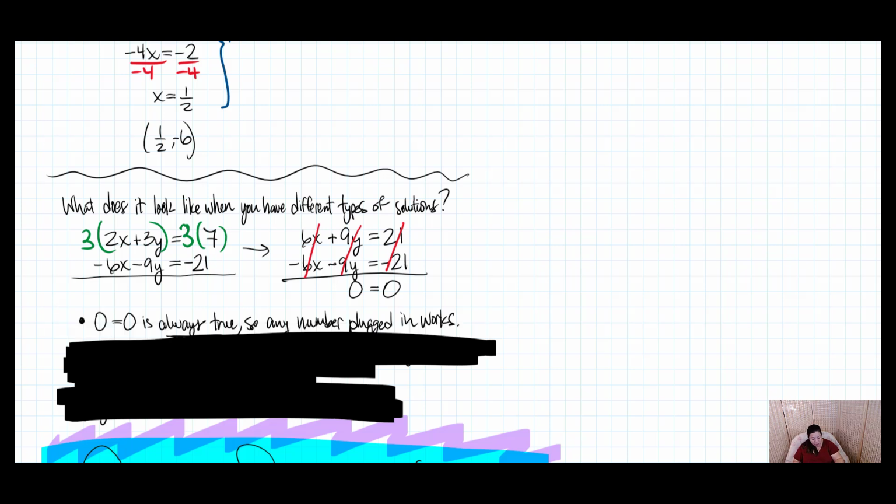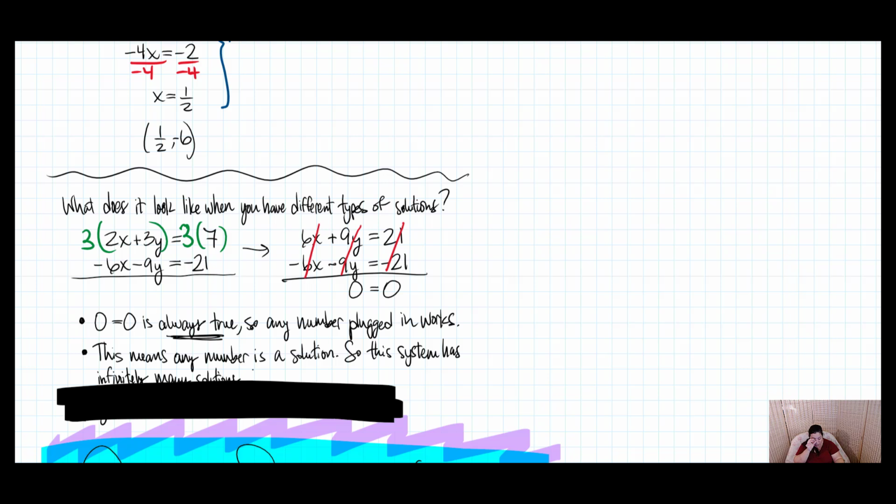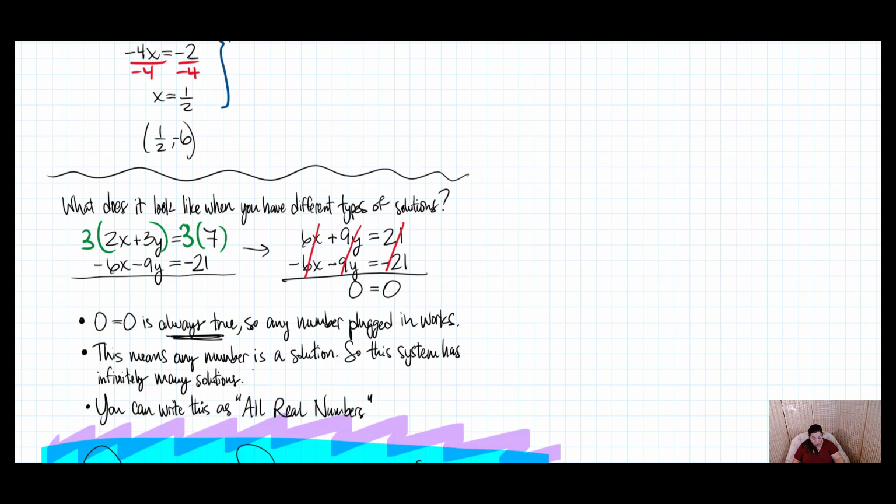So I want you to think about it this way. 0 equals 0 is always true. So that means that any numbers I plug in will make this true. And if that's the case, then any number is a solution, because a solution is just what makes the equation true. So if any number is a solution, then I have infinitely many solutions. I have every possible number.